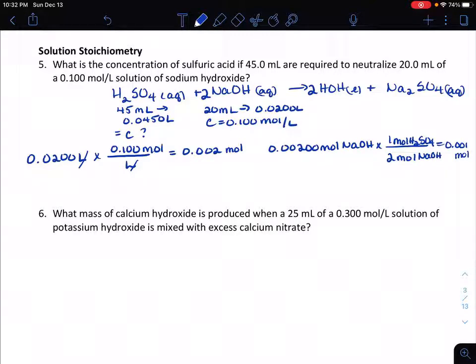And then the last thing, I'm looking for concentration. My concentration is going to be 0.001 mole divided by my volume, so 0.0450 liters. And this turns out to be 0.0222 moles per liter.